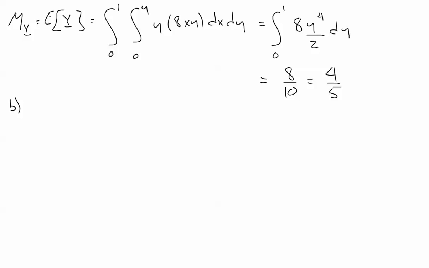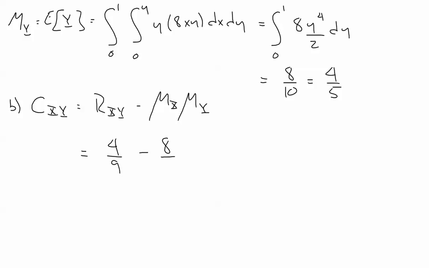So, the second part of this problem, I asked to find covariance, and this is just the correlation minus the product of means, and that turns out to be 4/9 minus 8/15 times 4/5, and that turns out to be 4/225. That's my common denominator, for goodness sakes, and that is 0.0178. Okay?